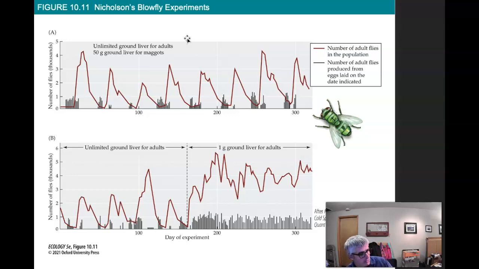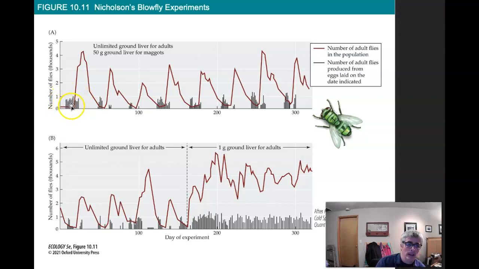So if you emerge from the egg as a maggot and there's 1,000 other maggots there all fighting over 50 grams, the chances are you're all going to die. And so that's the you're all going to die sections, these blank sections where none of the eggs hatched into maggots that then successfully transformed into adult flies.